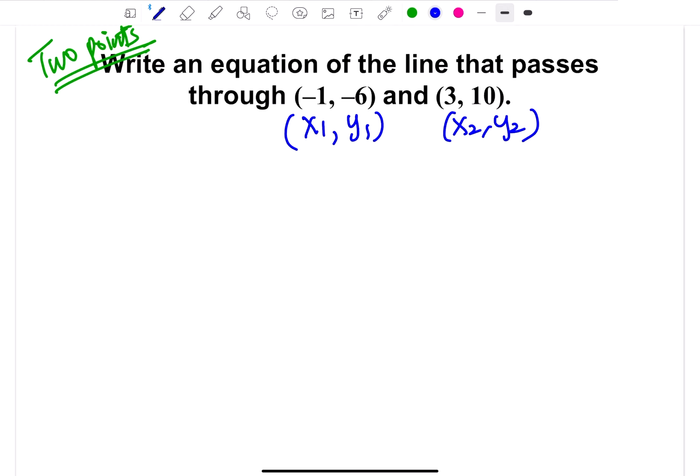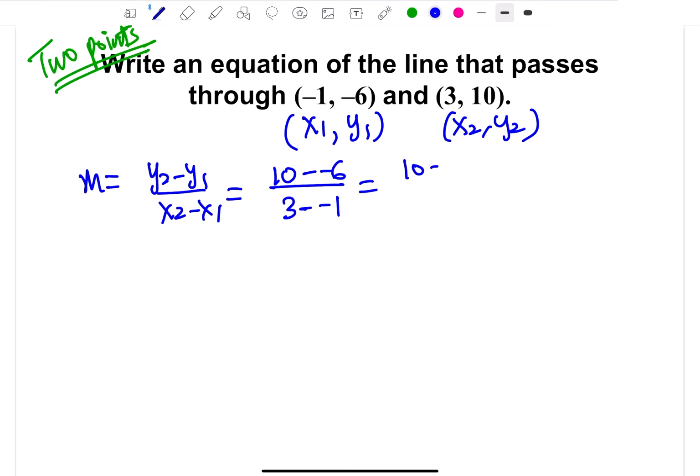First step would be to find the slope here. So m equals y2 minus y1 over x2 minus x1, the difference in y coordinates divided by the difference in x coordinates. So 10 minus negative 6 divided by 3 minus negative 1. 10 plus 6 divided by 4 is 16 divided by 4. The slope turns out to be 4 here. Now to write the point-slope form, we can actually use any of the points, either the first point or the second point.